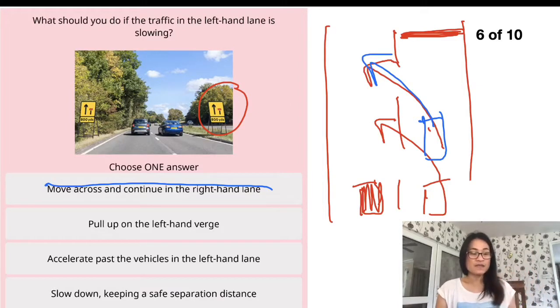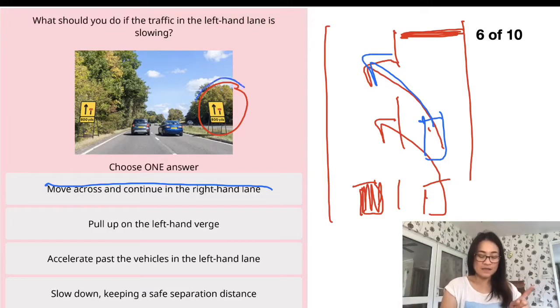The third one said accelerate past the vehicles in the left hand lane. So it means the left hand lane slows down, doesn't matter, I'm driving very fast on the right hand lane. The keyword is this one here: your right hand lane is about to close.